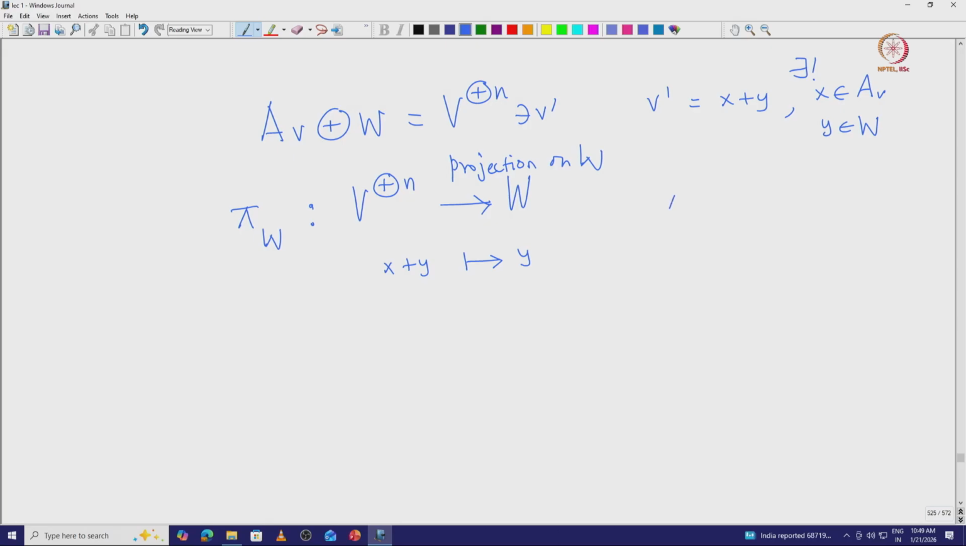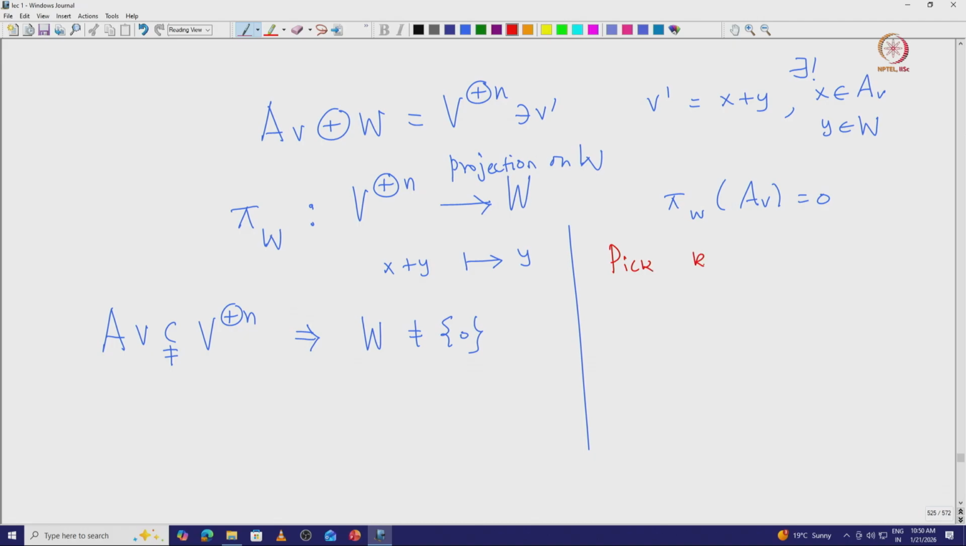So, now it is clear that pi W of this AV is going to be 0. So, this projection satisfies this important property. Now since AV is proper inside V direct sum n, that would imply that W is indeed a non-zero subrepresentation. Since W is a non-zero representation, we can pick a coordinate projection that is actually non-zero on this W.